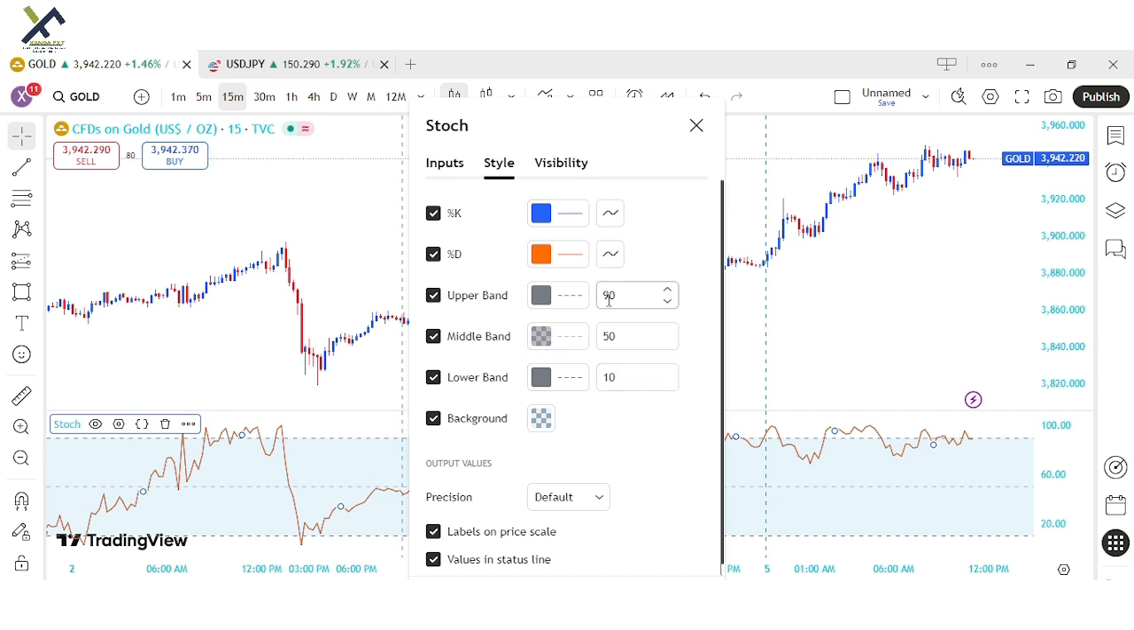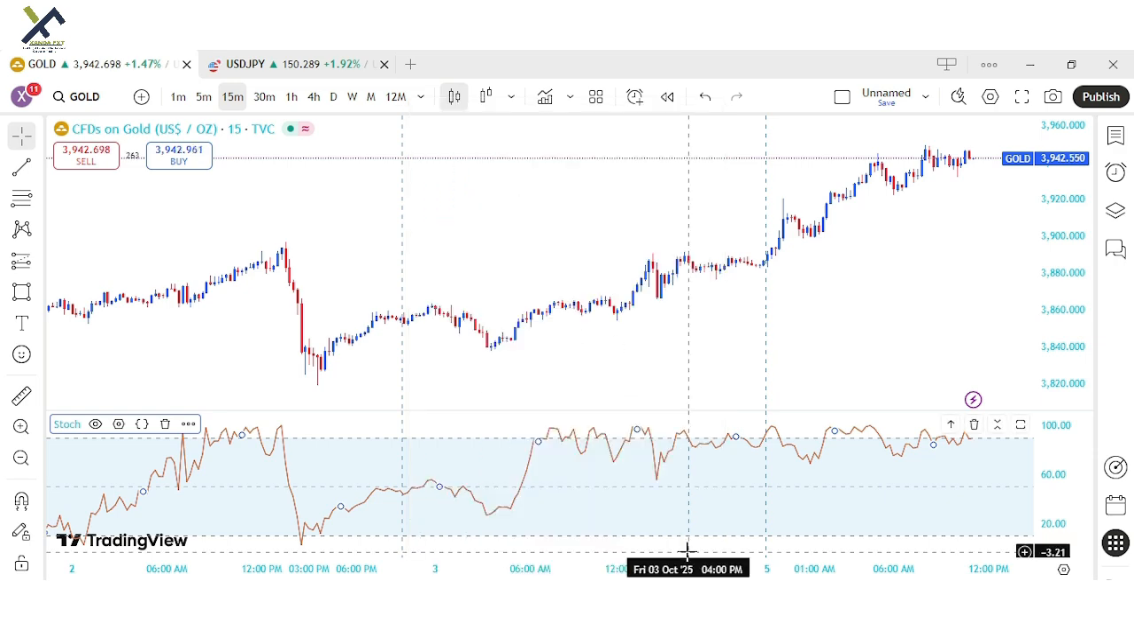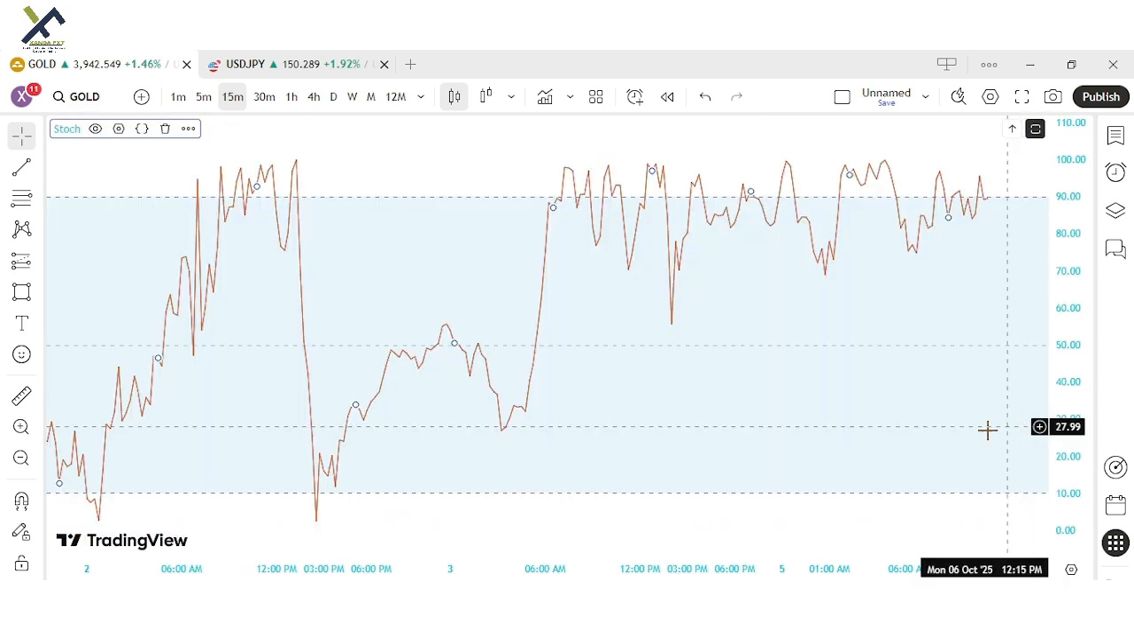Okay, once your setting is like this, the upper band 90, middle band 50, lower band 10, and your K percent length 60, K percent smoothing 1, D percent smoothing 1, you go ahead and click OK. Now look at it. This is the new look of your oscillator.